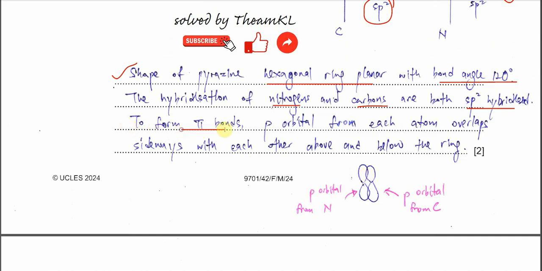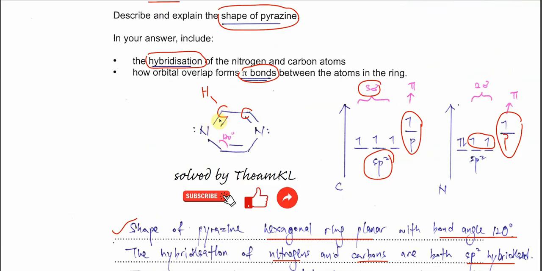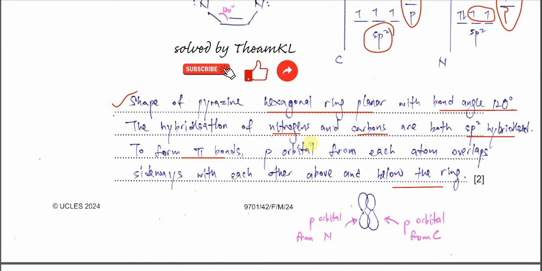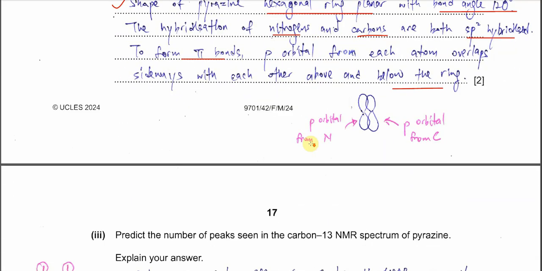To form the pi bond, p orbitals from each atom overlap sideways with each other above and below the ring. This one is N and C, N and C. This one is C and C. So as long as there are double bonds, it will form one sigma bond and one pi bond, and the pi bond is the sideways overlap between the p orbitals.